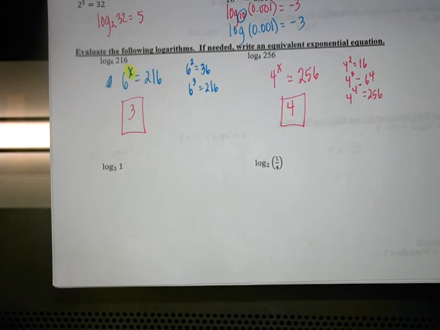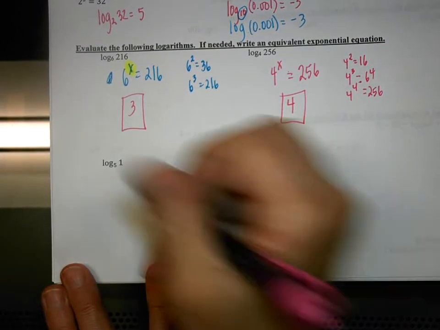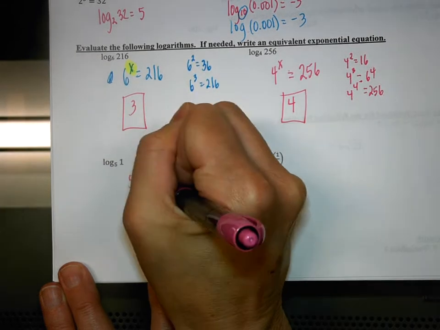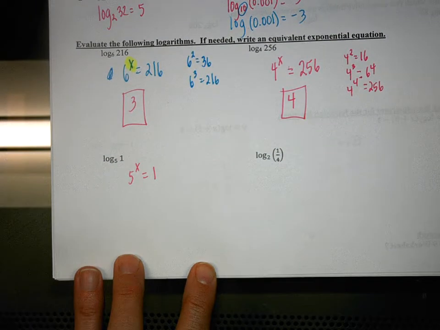Okay, the next one, how will I write it? Good. 5 to the x equals 1. 5 to what power equals 1? 0. Very good.